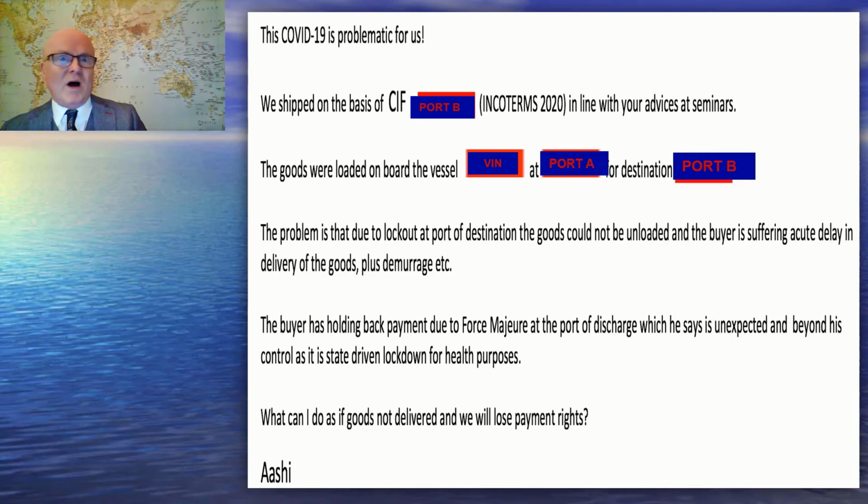We have all seen this, but what is the answer to the question? What is the answer based on the rules? So Ashi asked the question, what can I do as if the goods are not delivered, we will lose our payment rights under the contract? Well, this is one of the reasons why it's important to have rules, because under the rules, CIF, named port of destination, the seller delivers the goods when they are placed on board the vessel at the port of shipment. So technically, legally and otherwise, Ashi's company has already delivered the goods once they are shipped on board at the port of shipment.